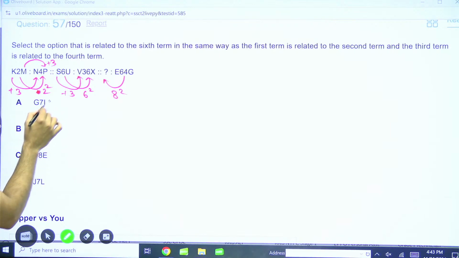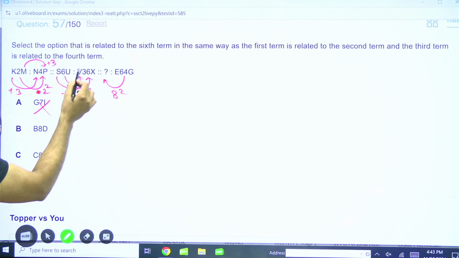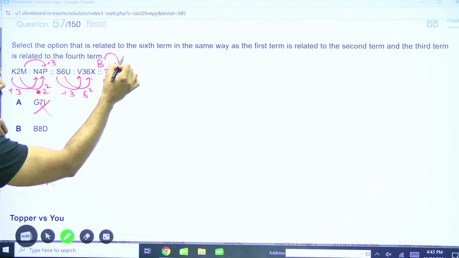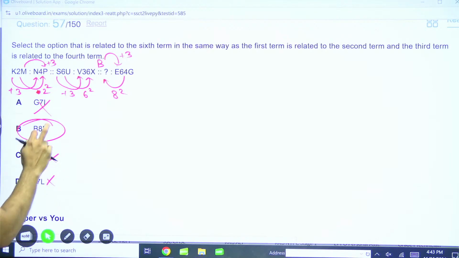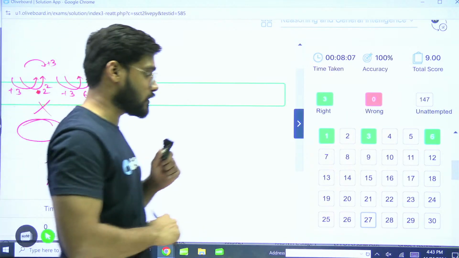And 8 is given not in option A, not D, but in B and C. And H to V plus 3. So this E should come with B, because B plus 3 will make E. Right? So the answer should be not C, only option number B. Let's mark option B. B8D is the right answer, because it turns green. Right? Let's move on to the 28th question.